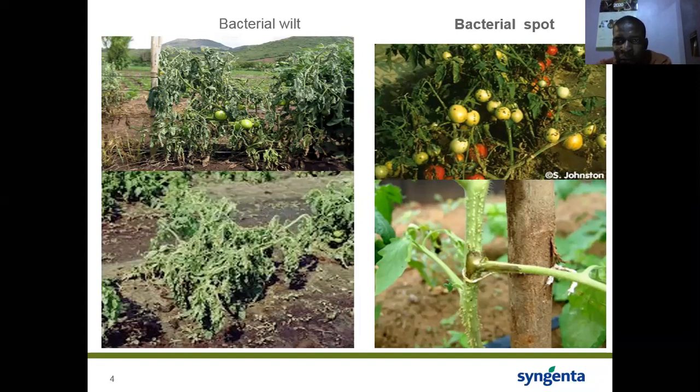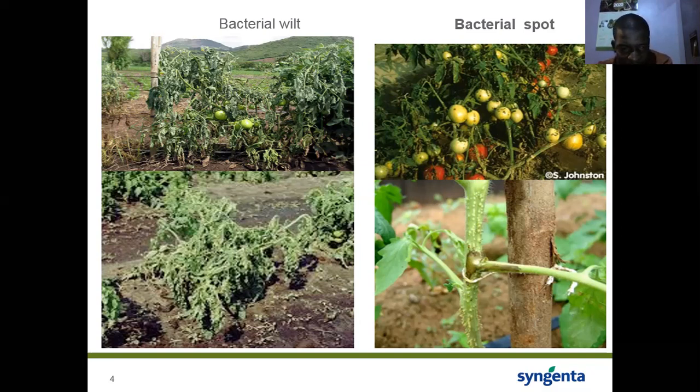Then we also have what we call bacterial spot, where you find that the fruits of the tomato have some black spots, and also the stems will have these pimples. This is what we call bacterial spot.